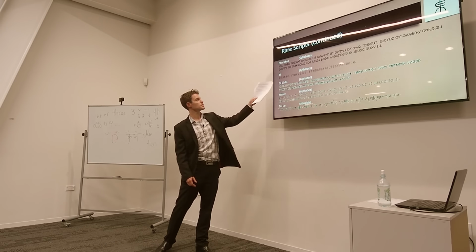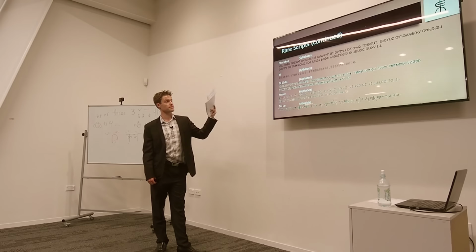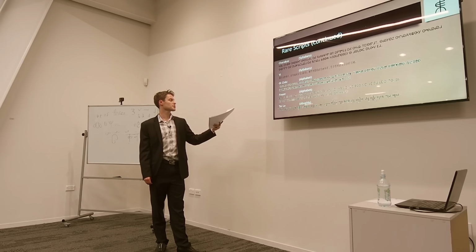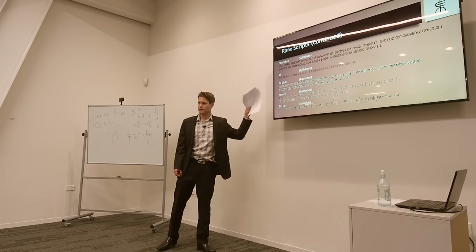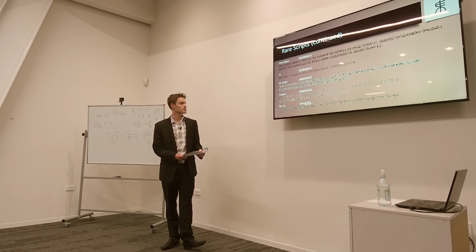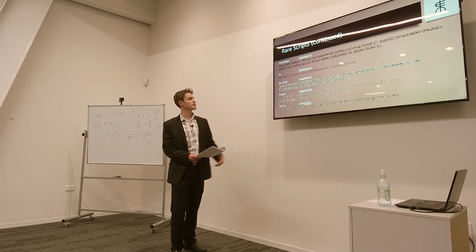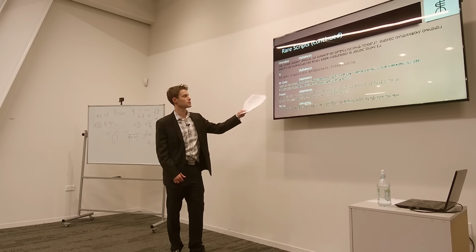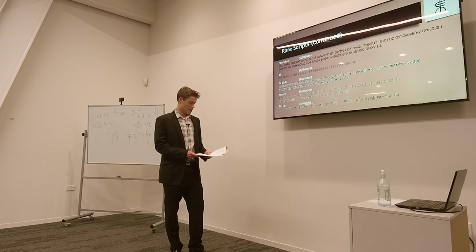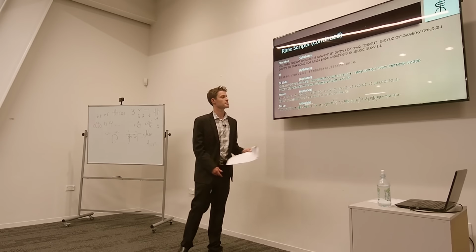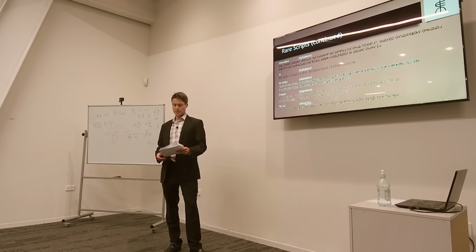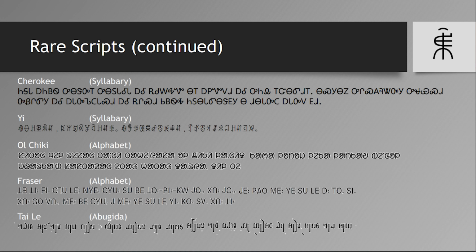There's the Yi script, which is a syllabary that's been used since the 15th century by minority people in China, and this has an incredible backstory as well, but I don't have time to go into it today. Ol Chiki is an alphabet invented in India in 1925 to write the minority Santali language. Fraser is a script invented by a missionary to write the Lisu language in southwest China. And Tai Le is a script related to Thai, used by the Dai minority people in southwestern China.